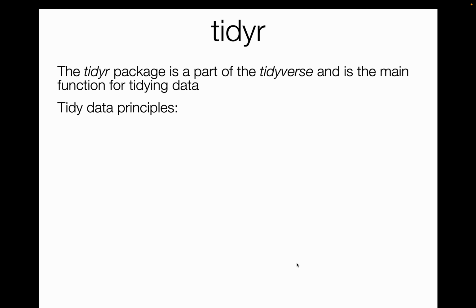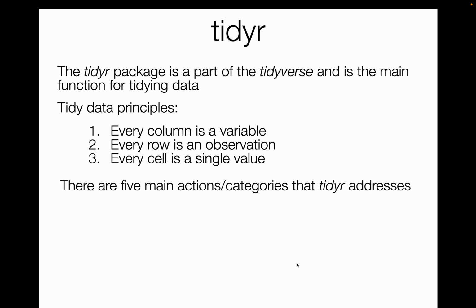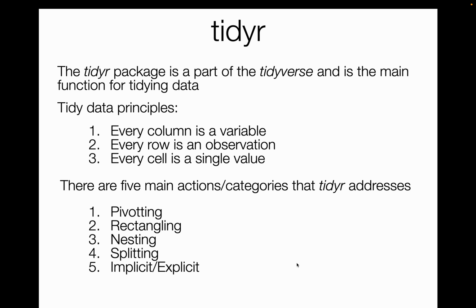And so here is tidyr. To remind you, the tidyr package is part of the tidyverse. Its main function as a package is to tidy data. The tidy data principles are: every column is a variable, every row is an observation, and every cell is a single value. There are 5 main actions that tidyr addresses, and they are pivoting, rectangling, nesting, splitting, and implicit versus explicit missing values, which we won't really get to, but that's okay.